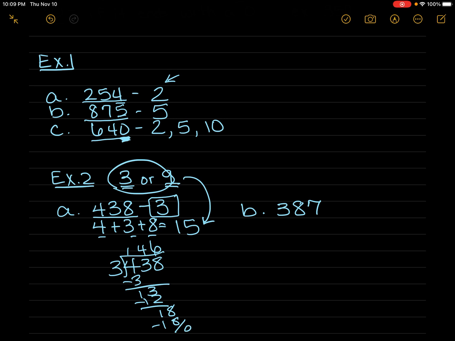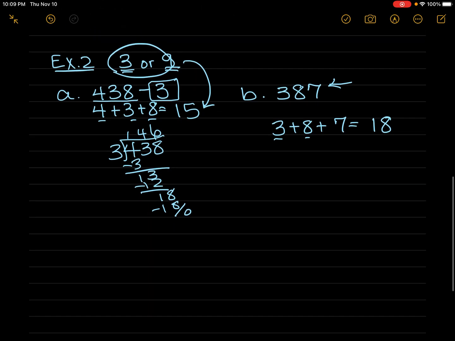So instead of dividing, we're doing the test. Okay, let's go over here to 387. I'm going to add those digits, 3 plus 8 plus 7. So 3 plus 8 is 11, plus 7 is 18. So now once I've added the digits, I say, is that divisible by 3 or 9?